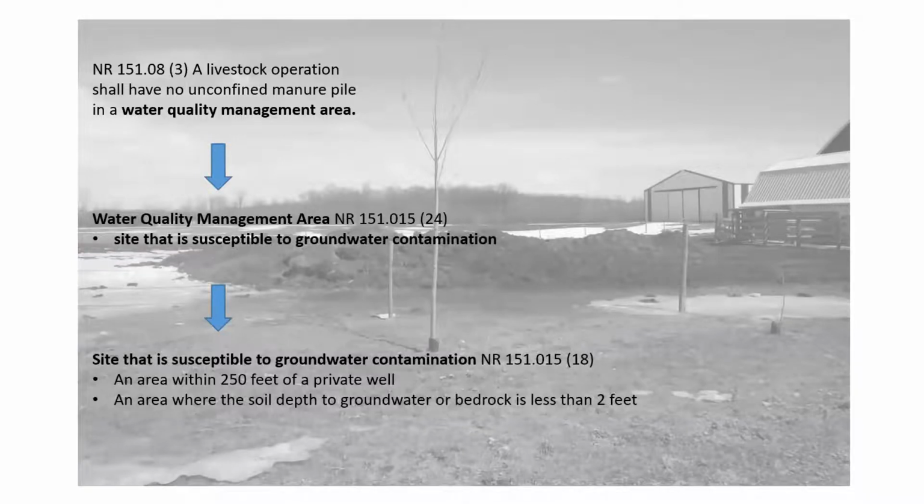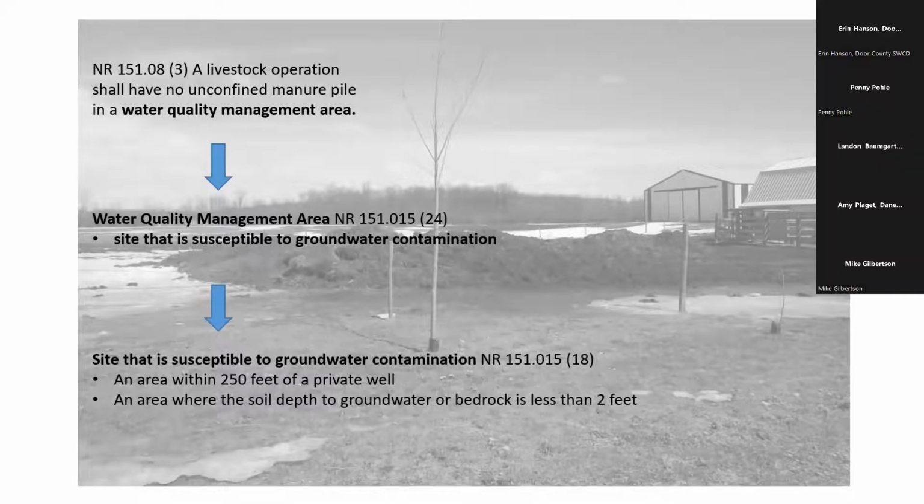So if we'll remember, we have water quality management area, which is defined. Included within water quality management area is a site that is susceptible to groundwater contamination, which sends us to another definition that we can pull from whether or not we're in the area within 250 feet of a private well. In this example, we had a private well and then concern about shallow bedrock within that area.